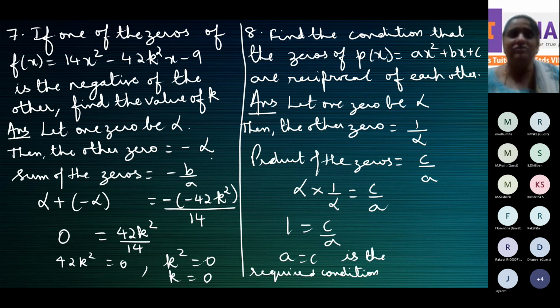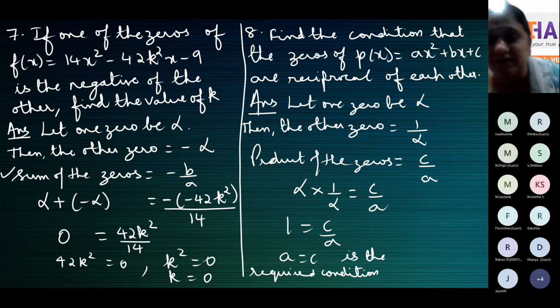So when they're the negatives of one another, use the rule sum is 0, because alpha minus alpha is 0, right? So when you find the sum of the zeros, sum of the zeros is minus b by a. That means alpha plus minus alpha is minus b by a. So this one is 0. Like that, you can find the value of k. k square is 0, so k is equal to 0.